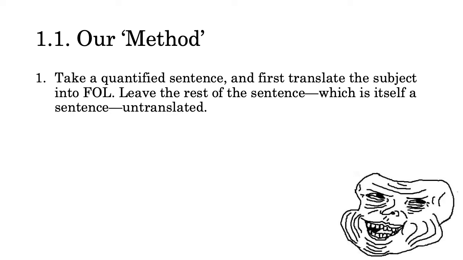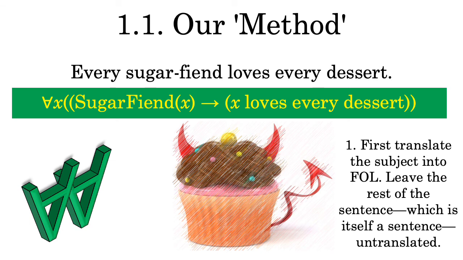In the first step, we take a quantified sentence, we then translate the subject of that sentence into first-order logic, and we leave the rest of the sentence, which itself is typically a sentence, untranslated. So we've implicitly been doing this already. I'll show you this by going over an example that we discussed in the last lecture. That was, every sugar fiend loves every dessert.